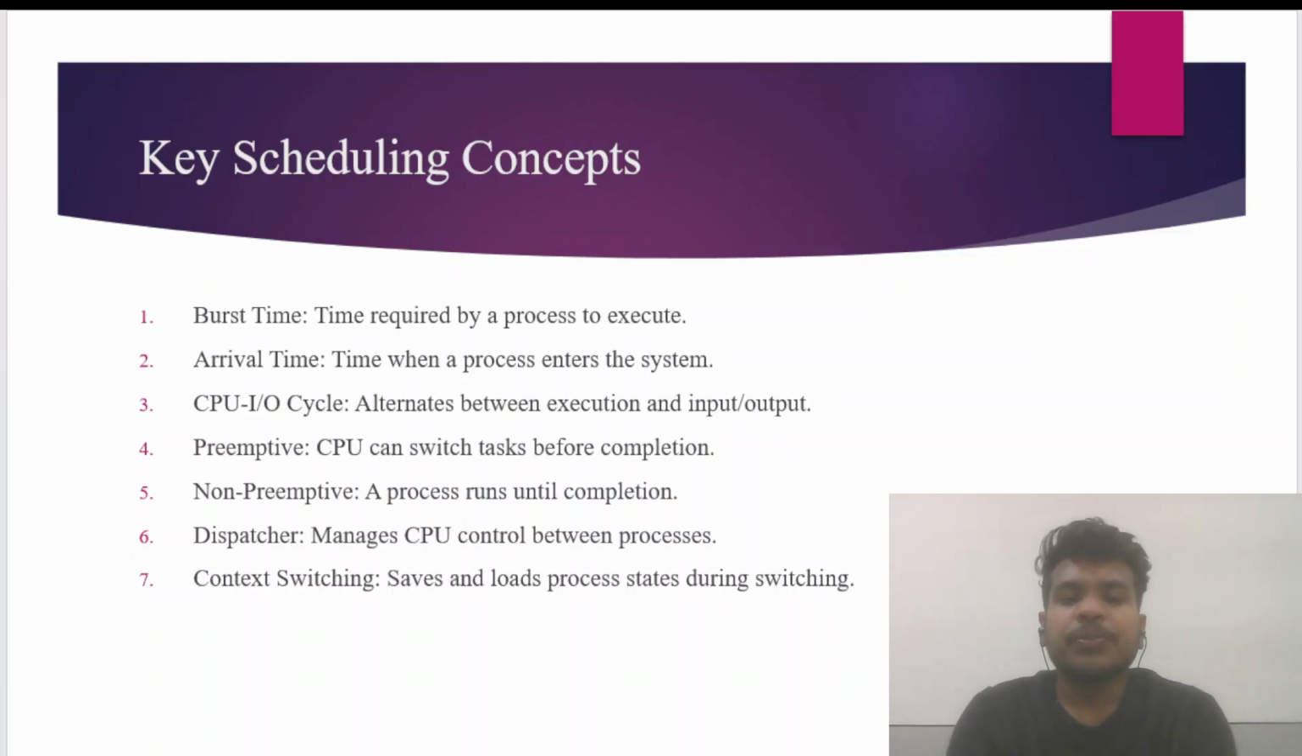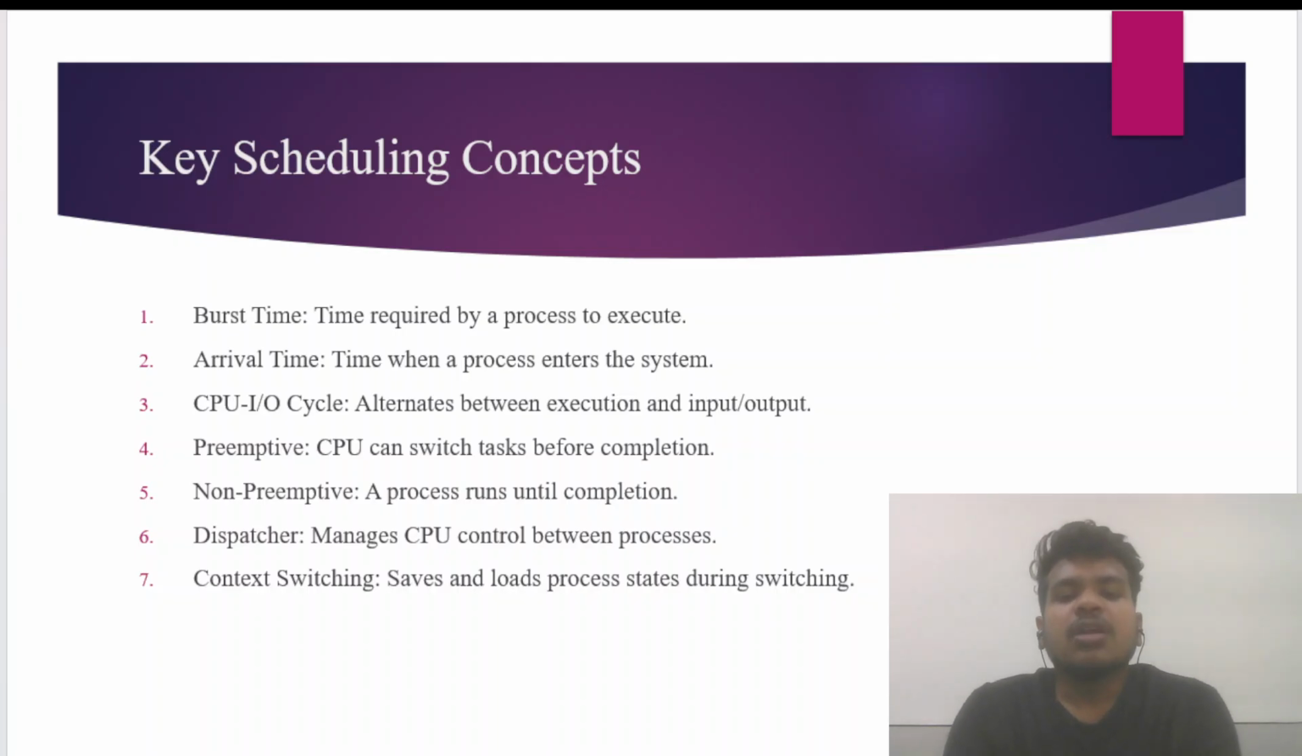Then we have non-preemptive. It means that we cannot preempt that process. If a process is going on and is having the CPU, then it will run until it finishes or switches to input or output. Let me give you an example.